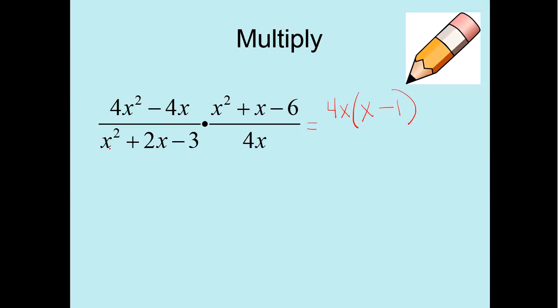Oh, this bottom part. Looks like I'm going to have to use the AC method, right? Because it's a trinomial, 3 terms. So I have a negative 3 for my AC, because 1 times negative 3. And I need numbers that multiply to give me negative 3, but add together to give me 2.